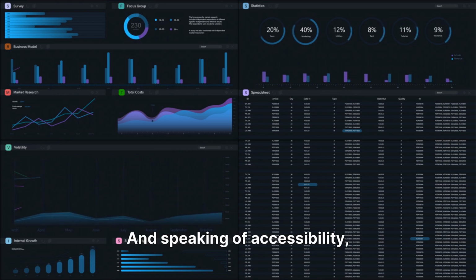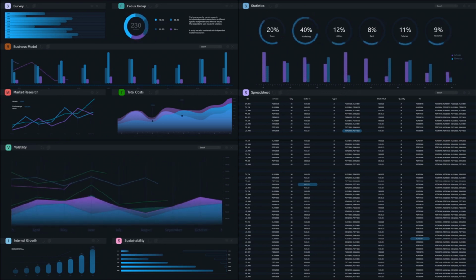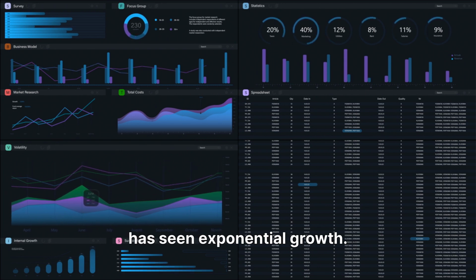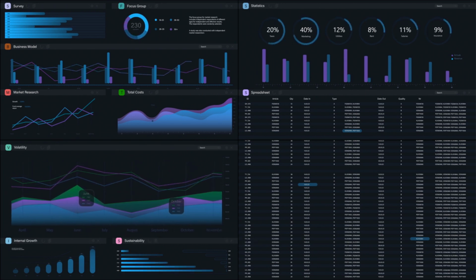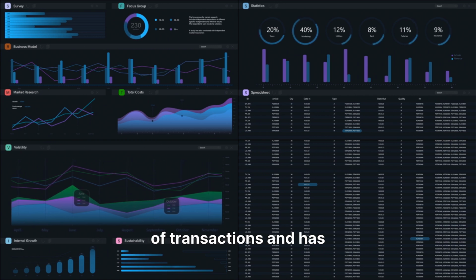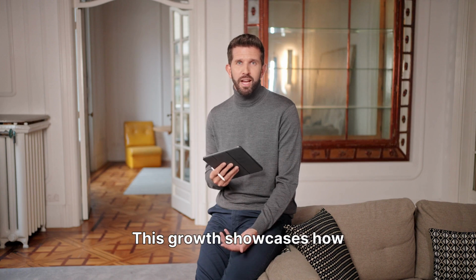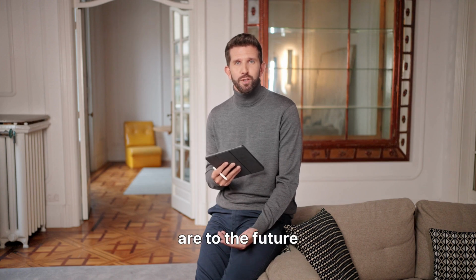And speaking of accessibility, let's talk numbers. Since its launch, Arbitrum has seen exponential growth. As of October 2023, it has processed millions of transactions and has hundreds of thousands of active users. This growth showcases how vital Layer 2 solutions are to the future of Ethereum and the broader crypto space.